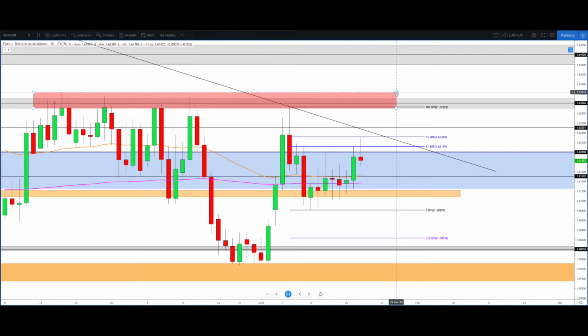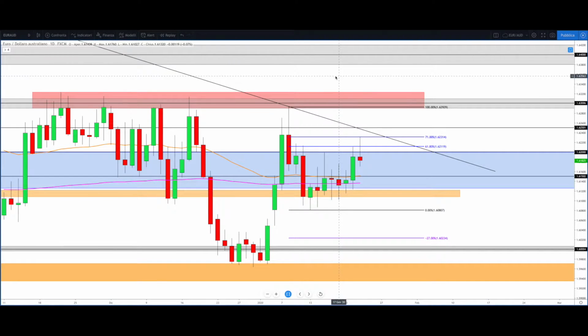Okay, Euro Australian dollar, strongly related with the previous analysis just made on Australian dollar US dollar. We shared yesterday on our website and in our free Telegram channel a new free analysis, and we can see that the price has perfectly followed this analysis, because in the last days the price has formed 1, 2, 3, 4, 5, 6 doji candles without a clear direction, and obviously this price action is not good for traders, because we don't have any clear opportunity.